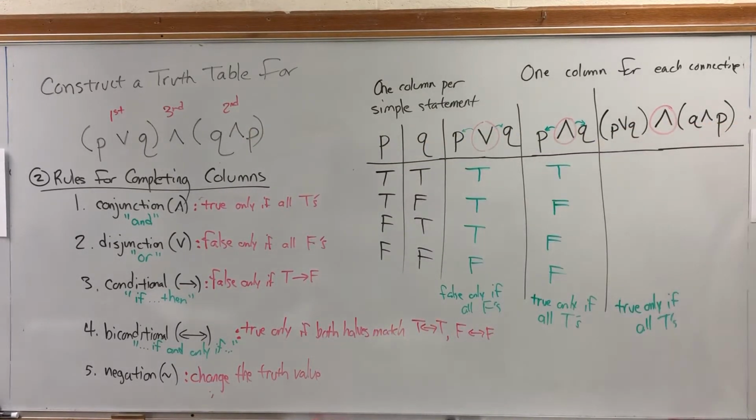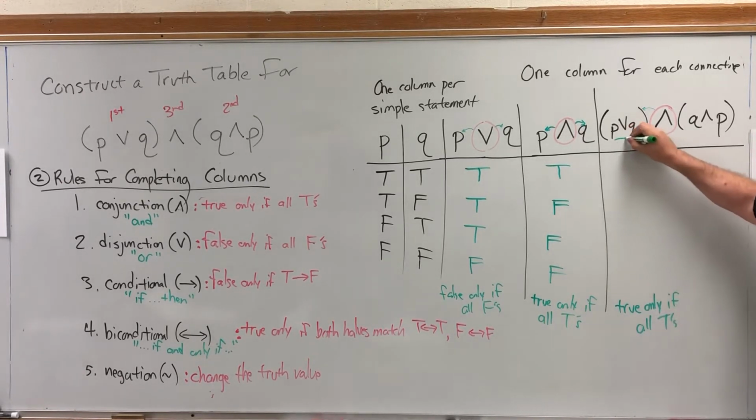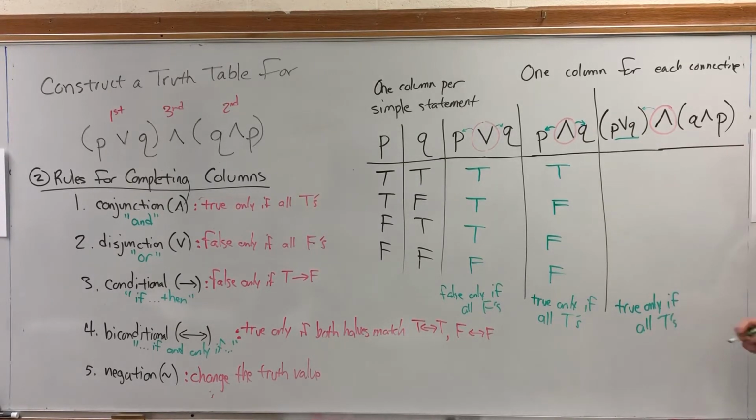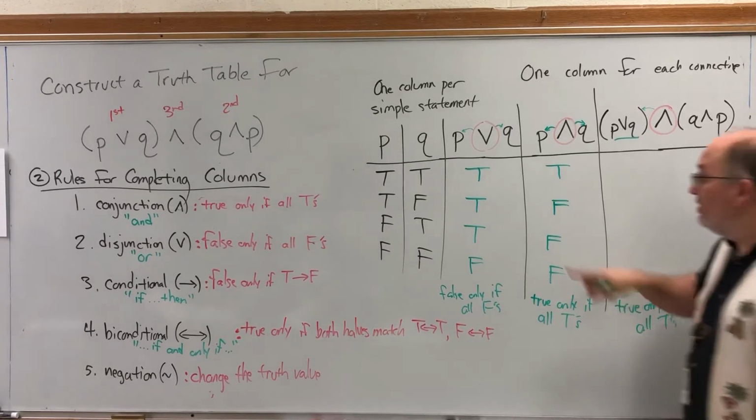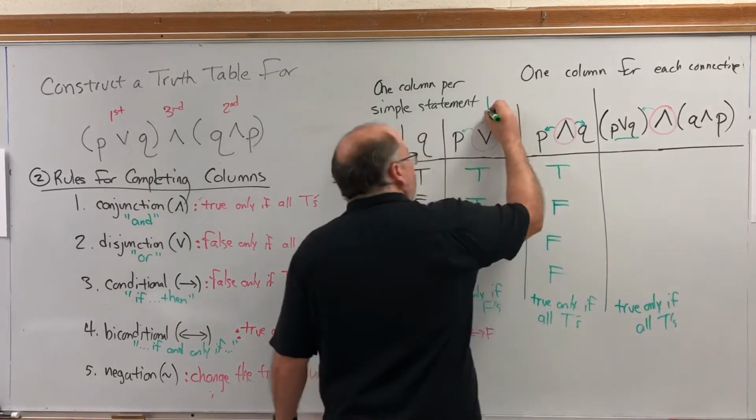To determine which column to use, look immediately to the left and right of the connective around which you're building the column. Immediately to the left of this connective is the open parentheses. If the thing on either side immediately is a parentheses, see what's inside the parentheses. What's inside the parentheses is P disjunction Q. So I need the column that represents P disjunction Q. That would be this column. So we're going to look at that column.